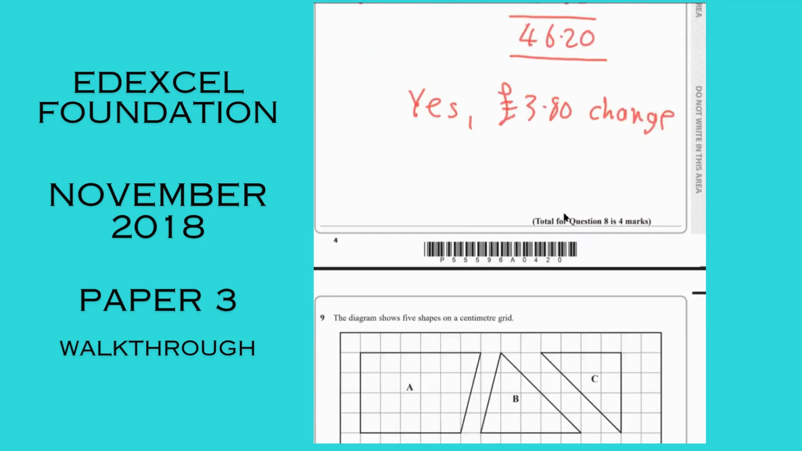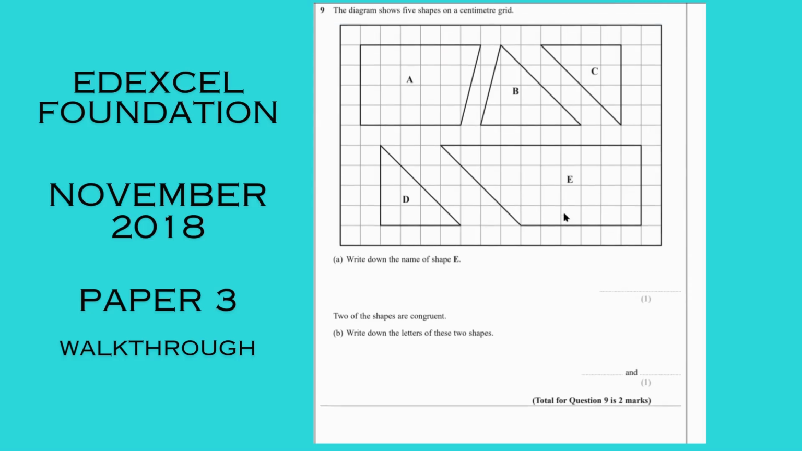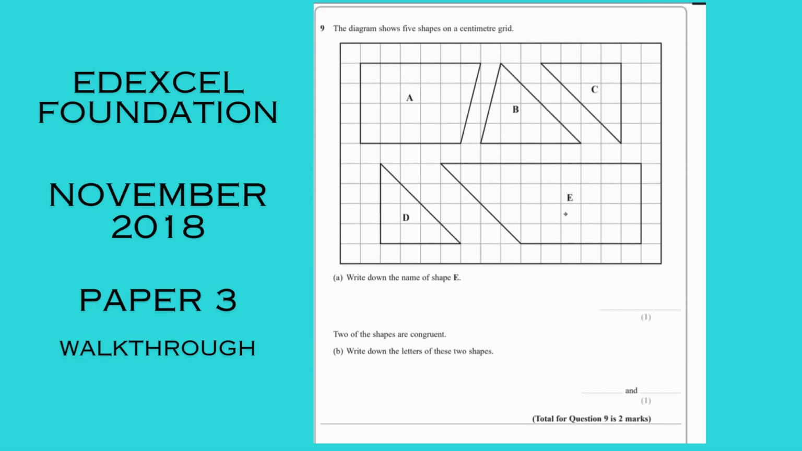On to question 9 with some shapes. So the shape of E. E has nothing outstanding about it. Doesn't matter about the right angles. It's the one pair of parallel lines making it a trapezium.